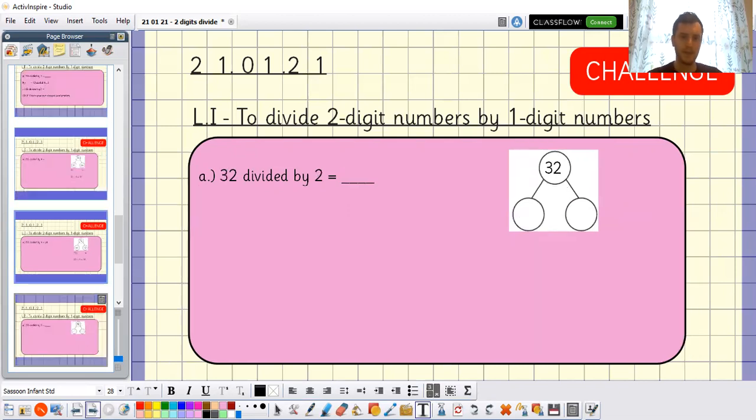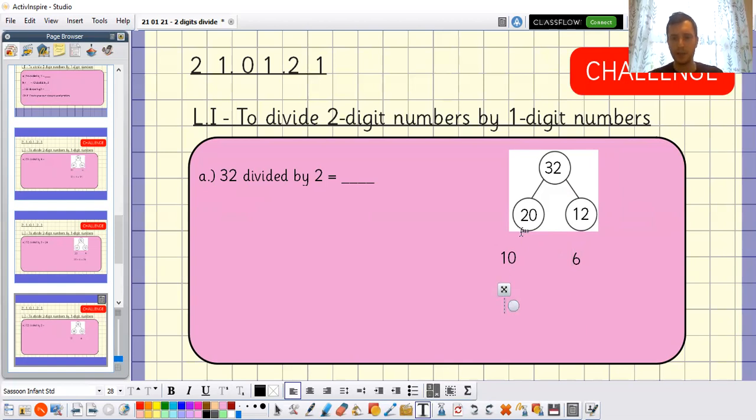Next one, 32 divided by 2. Again, I'm not going to partition this into 30 and 2 because they're quite tricky ones to do. I'm going to do it as 20 and 12. I now know that 20 divided by 2 is equal to 10. 12 divided by 2 is equal to 6. 10 plus 6 is equal to 16.